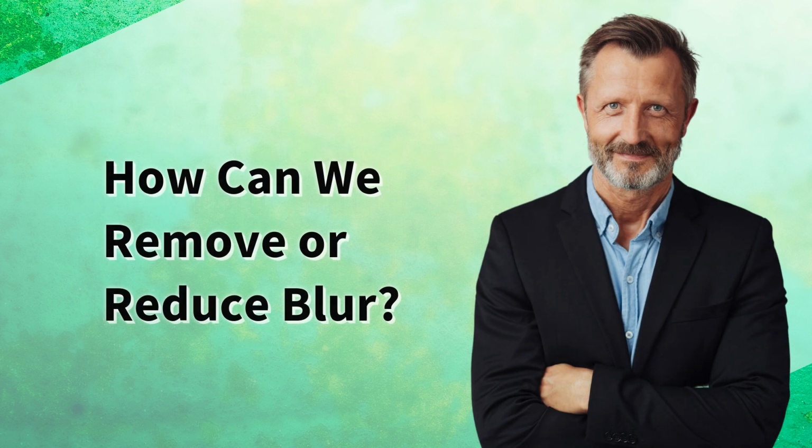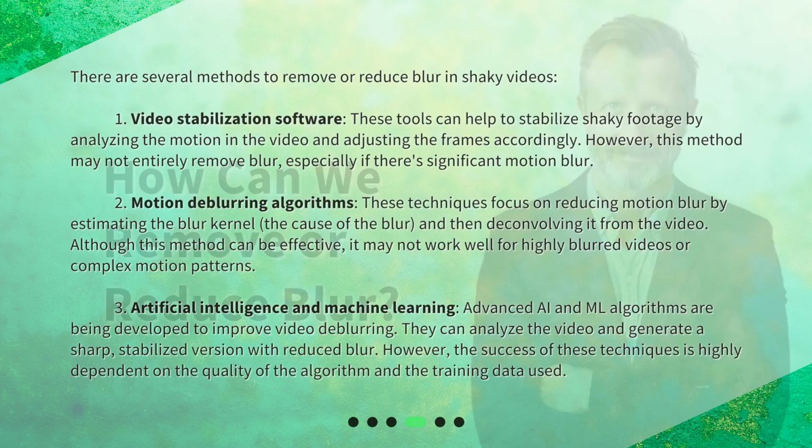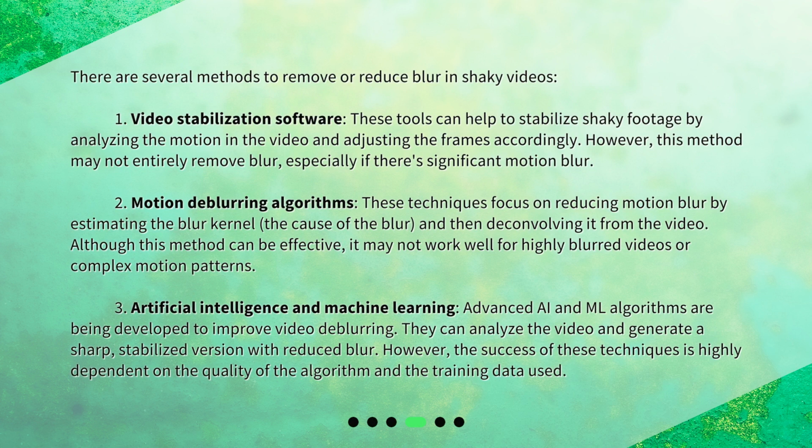How can we remove or reduce blur? There are several methods to remove or reduce blur in shaky videos. 1. Video stabilization software. These tools can help to stabilize shaky footage by analyzing the motion in the video and adjusting the frames accordingly. However, this method may not entirely remove blur, especially if there's significant motion blur.